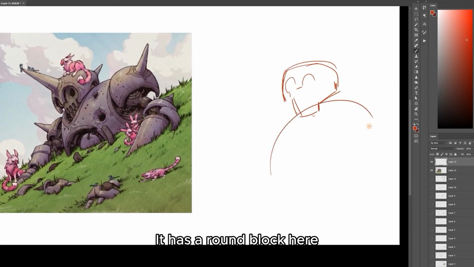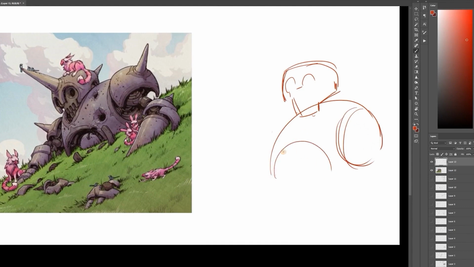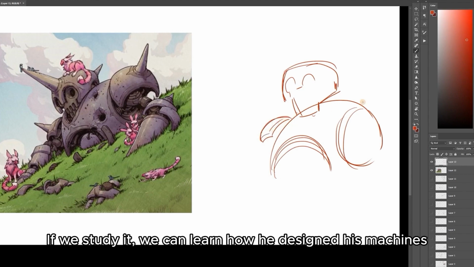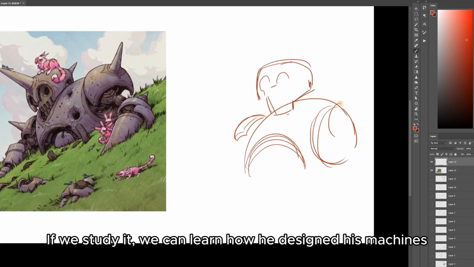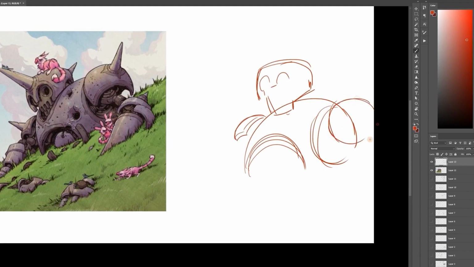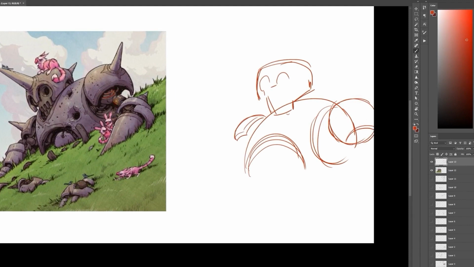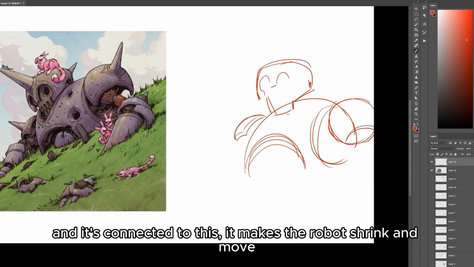It has a round block here. The way he added small details, the way he designed machines. When you study it, it will be very effective. That means we have a purpose when we study that picture. If we study it, we can learn how he designed his machines. We can understand this area has these iron rings. And it's connected to this, it makes the robot shrink and move.